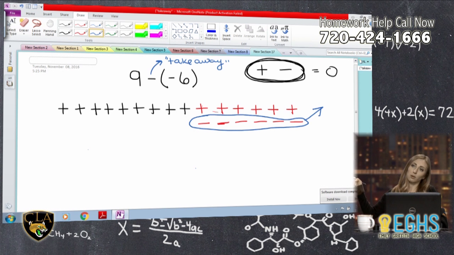And then once I take it away, we look at the value of what we have left, and we can count all of our positives. We have 15 positive signs, so therefore we have positive 15. Hence, why taking away a negative is like adding a positive.